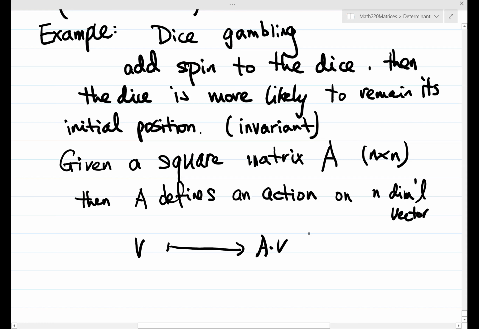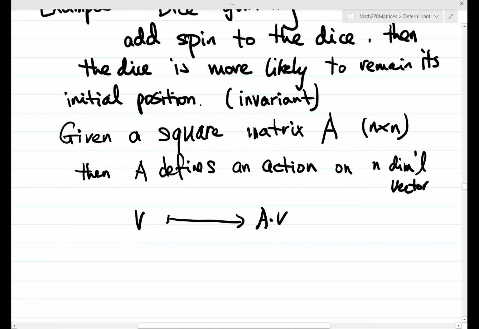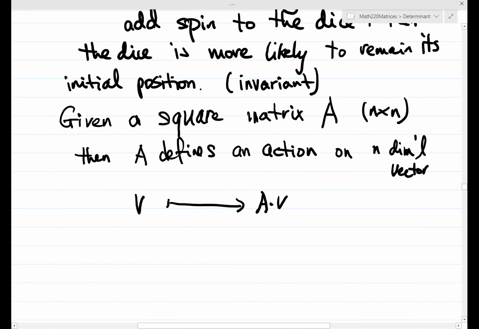Now we want to find the invariant of this operation. Which vector is such that we plug in V, and under this operation we still get V? It turns out this is usually too strong. Usually if you plug in V, we may not have a solution if we want the same thing as V.